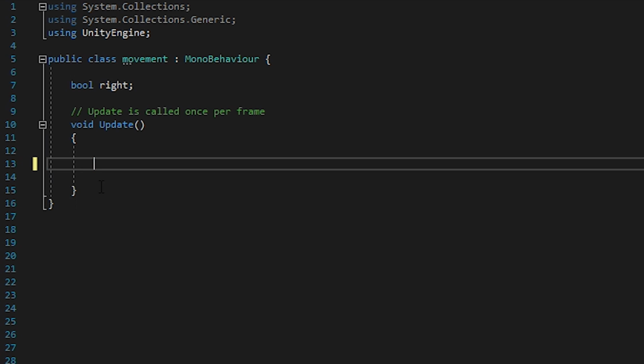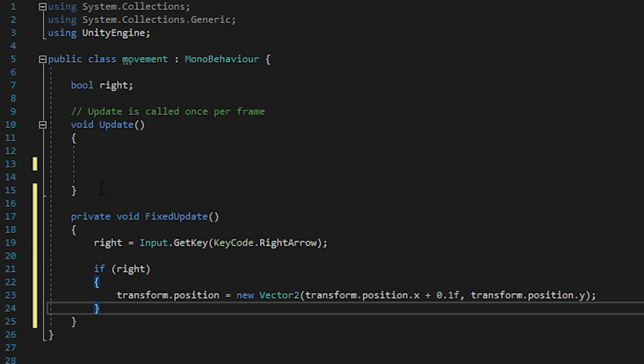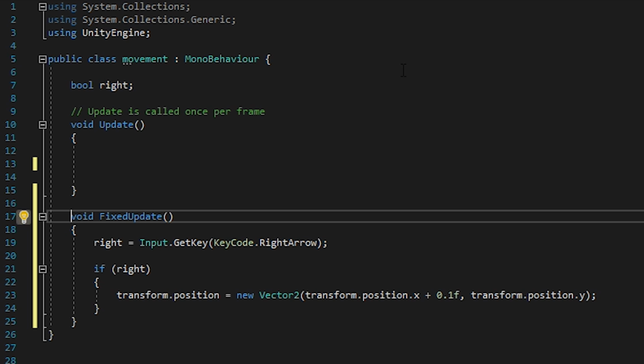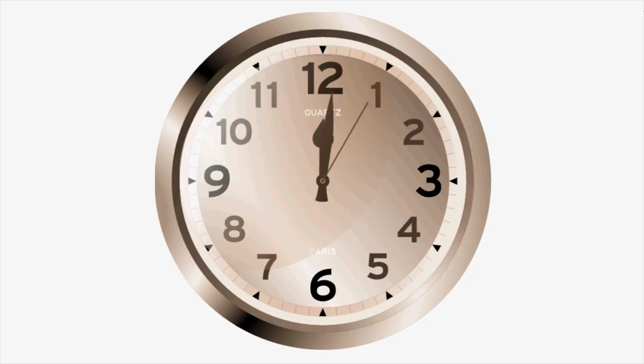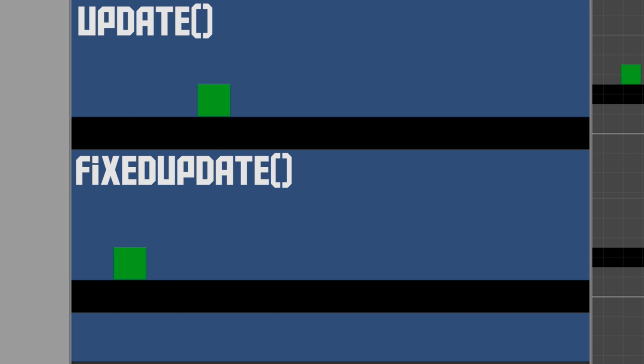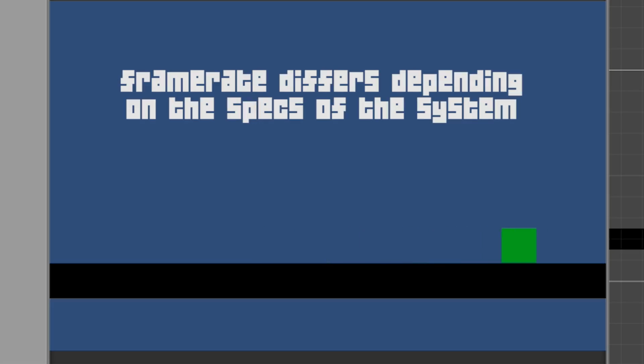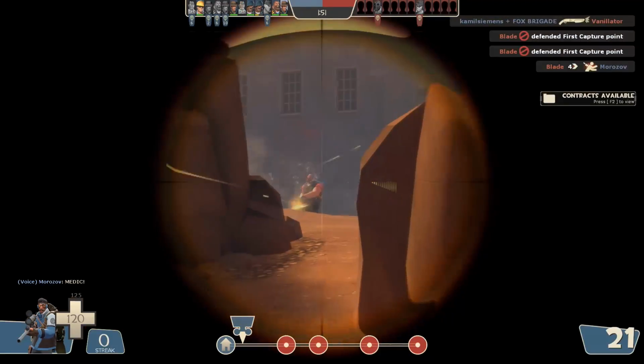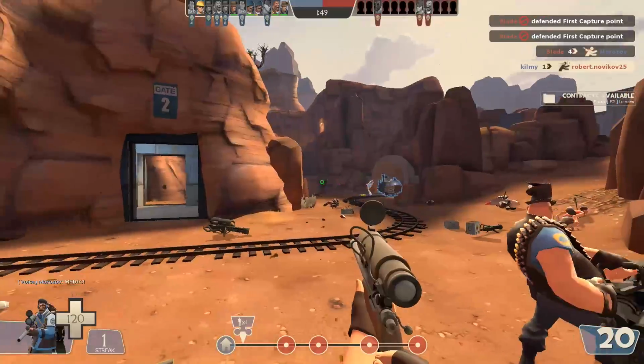Brilliant. However, if we take our code and put it in a function called fixed update, it'll work slightly differently. Fixed update happens no more than 60 times per second. Therefore, if we look at our square, it's moving a bit slower. This is because it's only being told to go right 60 times per second, as opposed to a potential 300 times per second. And it's useful because the speed of the square will always be the same no matter what your frame rate is. So basically, in short, FPS does matter.